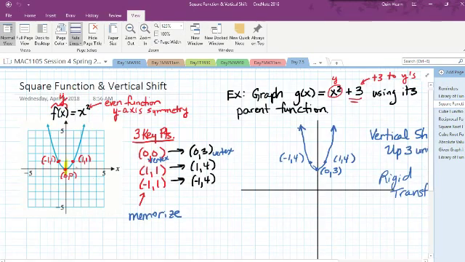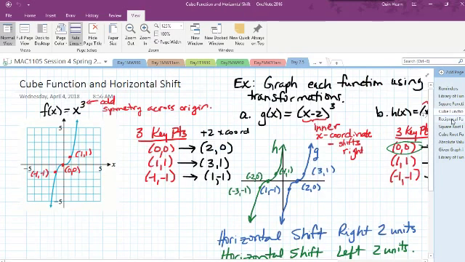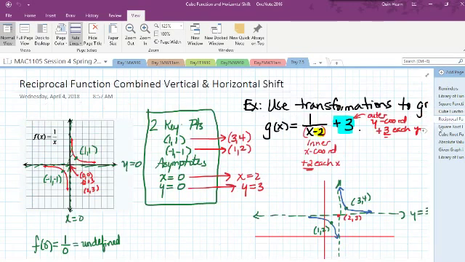The key points were (0, 0), (1, 1), and (-1, 1). On the cube function, I always want you to graph (0, 0), (1, 1), and (-1, -1). On the reciprocal function, I want you to graph the key points (1, 1) and (-1, -1), and then the two asymptotes, x equals 0, y equals 0.